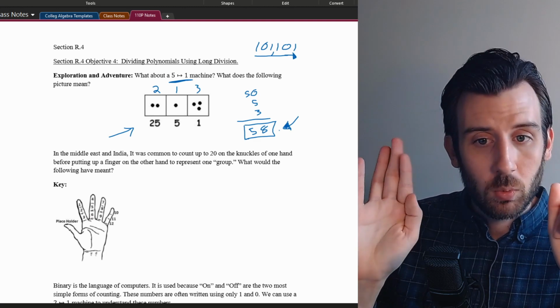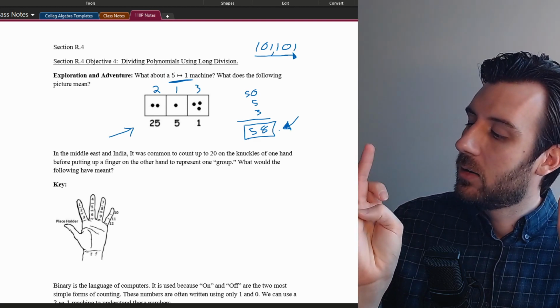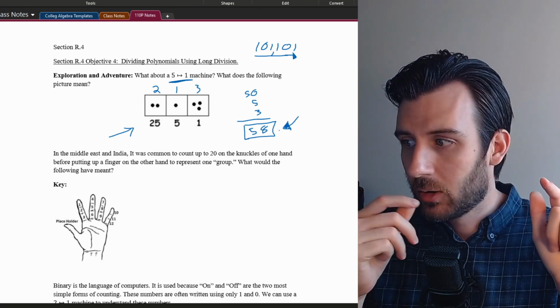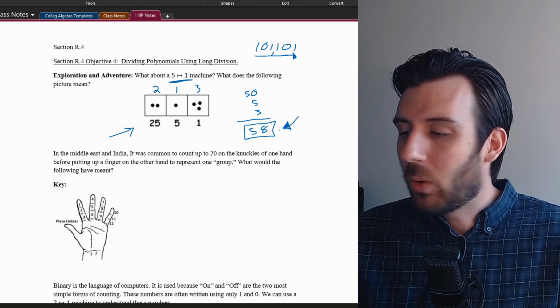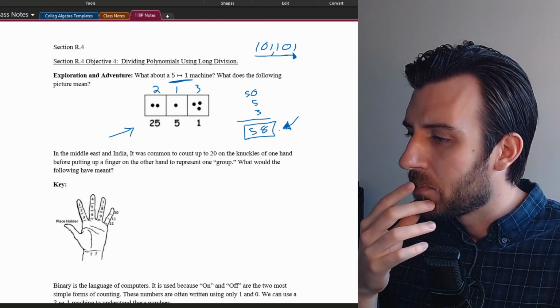And then they could do that again. 1, 2, 3, 4, 5, 6, 7, 8, 9, 10, 11, 12. And they would hold up a second finger, so they now have 2 groups of these 12s. Okay, well, why is that something that we're only hearing about now?